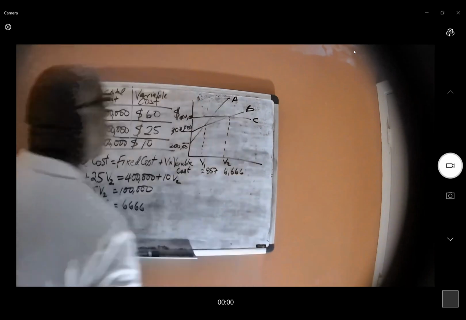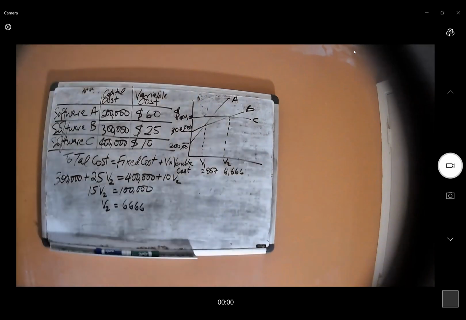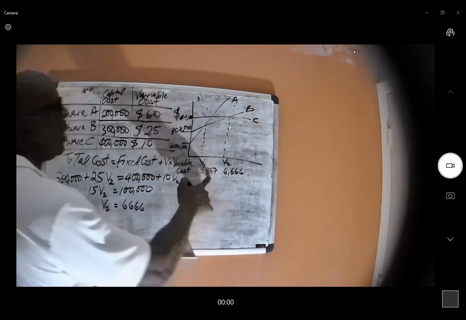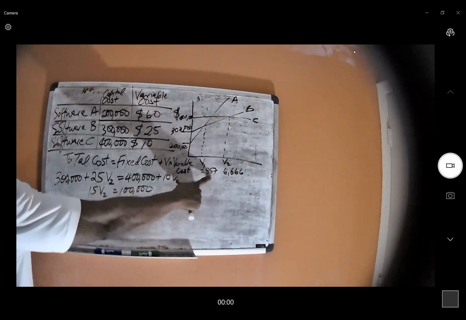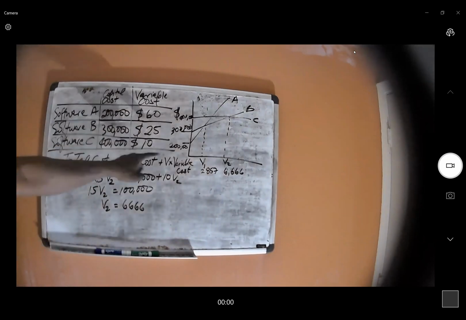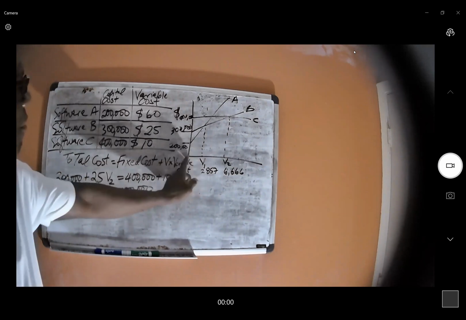6,666. So here's how we interpret this now. And we're going to go back to the presentation. So if you're making between 0 and 2008-57, you're going to choose software A. See it there? Software A.